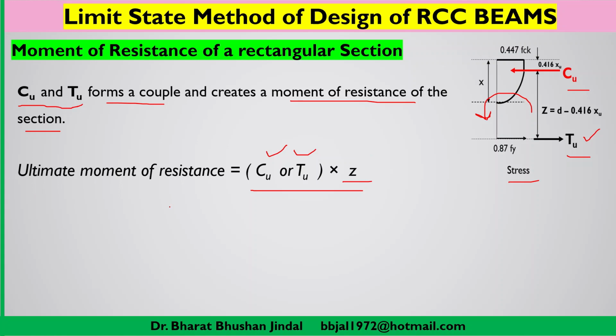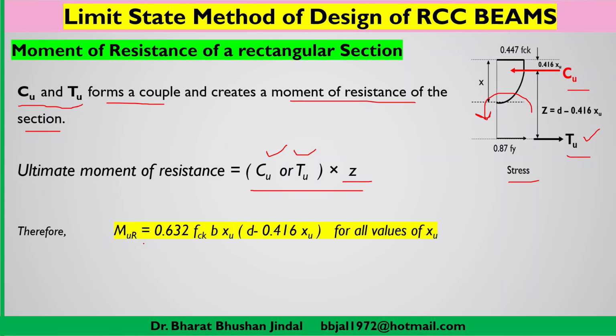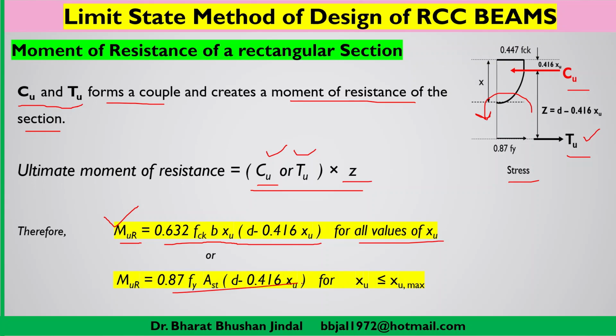Now we have to check what the code is recommending or restricting about it. So the ultimate moment of resistance, when you put the value of Cu, is based on the concrete section. It will give you this value, and this formula we can take from the IS code also. This formula for ultimate moment of resistance is applicable for all values of Xu, or you can calculate it with the help of the steel.